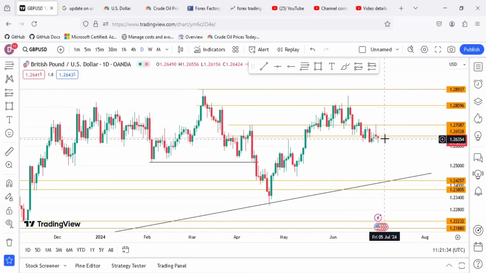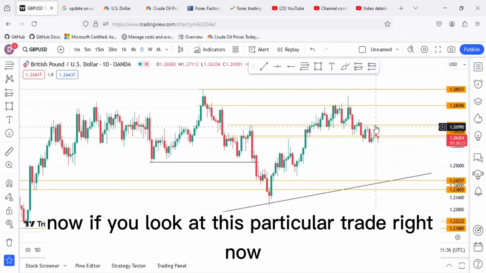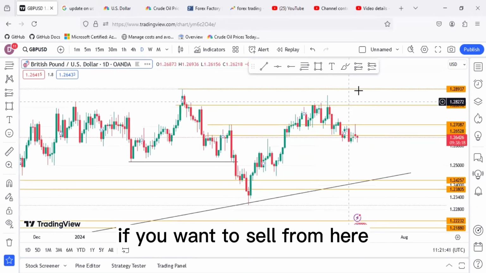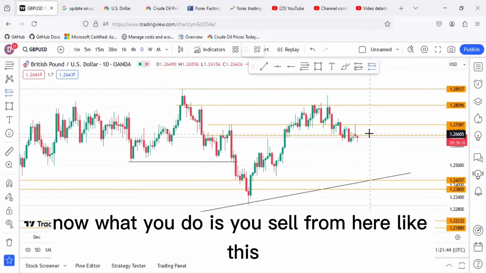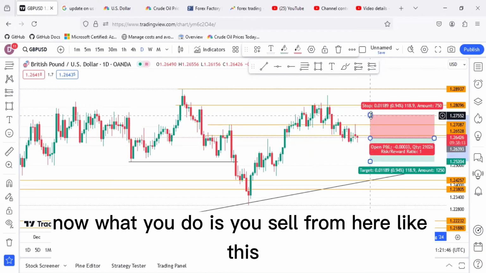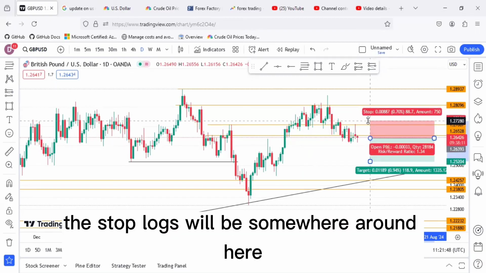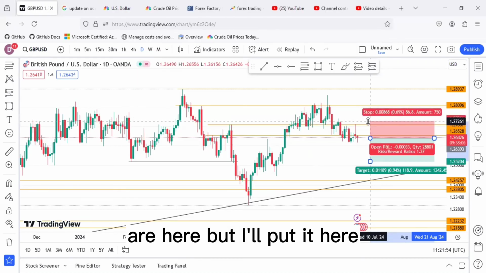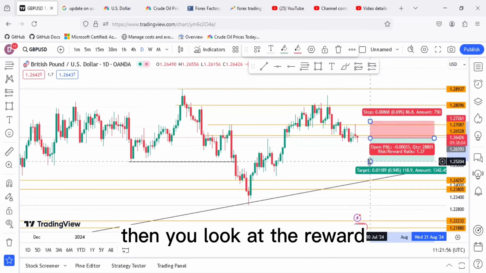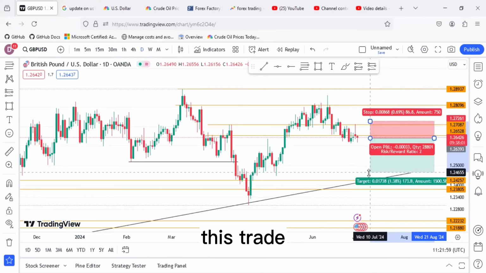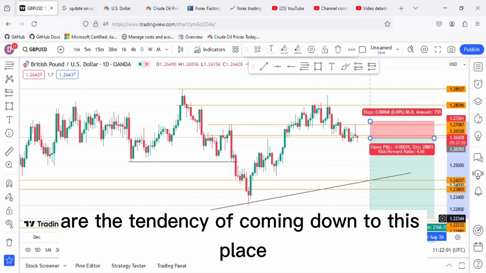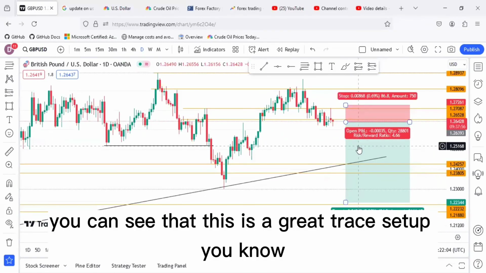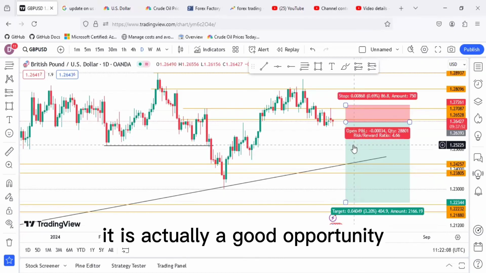Risk reward. Now, if you look at this particular trade right now, if you want to sell from here, what you do is you sell from here like this. Your stop loss will be somewhere around here or here, but I'll put it here. Then you look at the reward. This trade has the tendency of coming down to this place. You can see that this is a great trade setup. You know, it is a good opportunity.